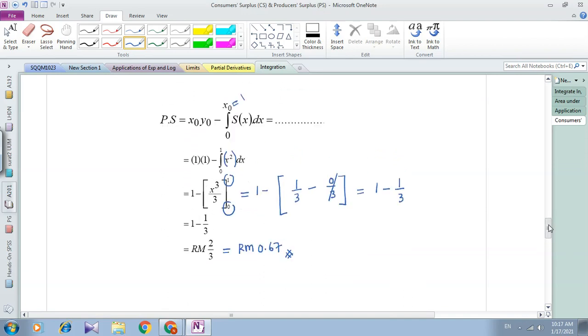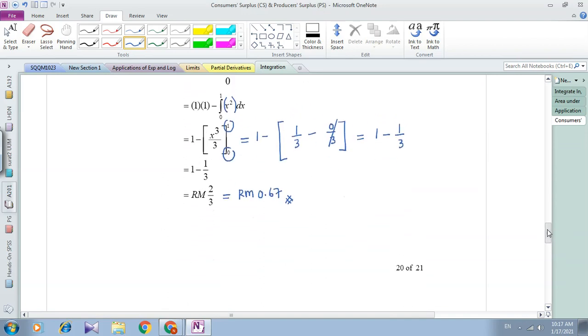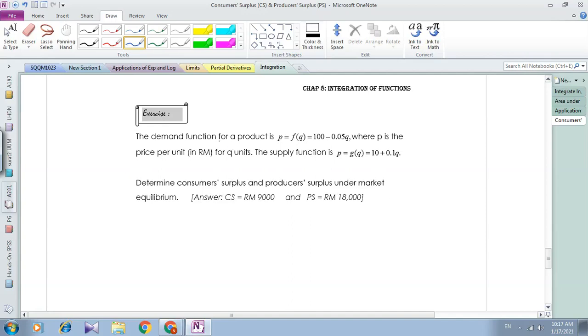So that's the end of this example. Now, I need everyone to do the exercise questions on your own, and challenge yourself and make sure you are able to get the same answers as provided here.